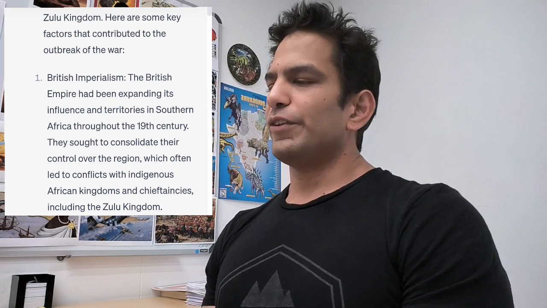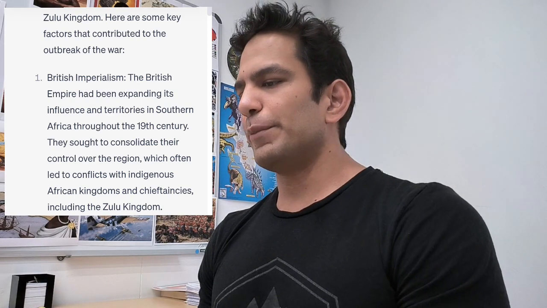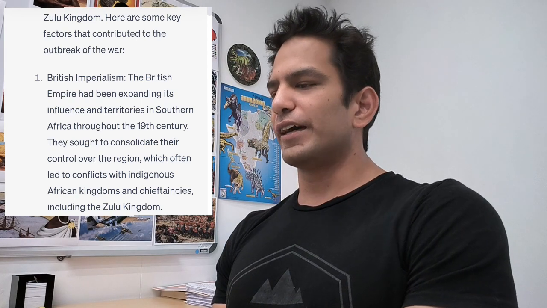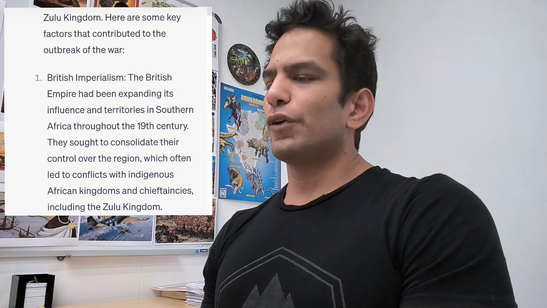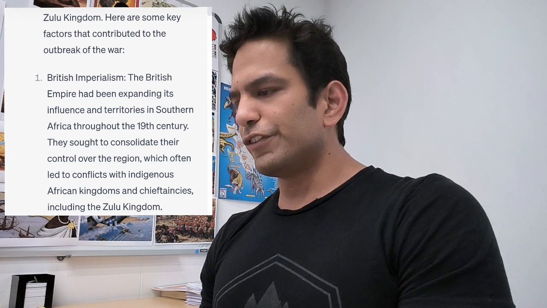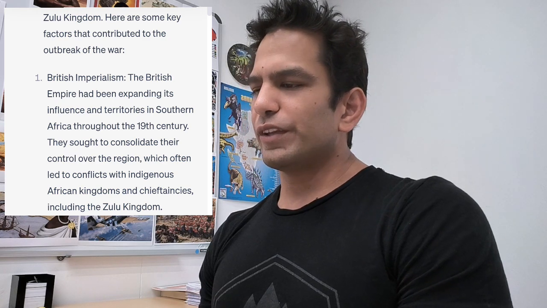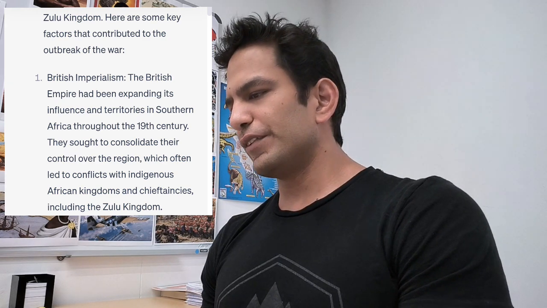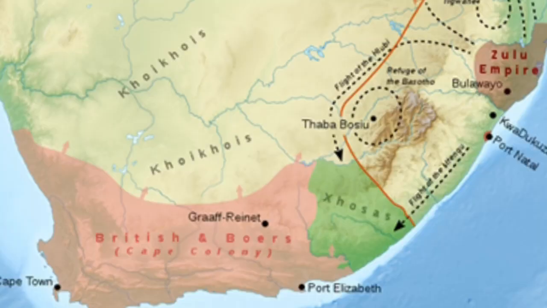Okay, so ChatGPT says here are some key factors that contributed to the outbreak of the war. 1. British imperialism. The British Empire had been expanding its influence and territories in Southern Africa throughout the 19th century. They sought to consolidate their control over the region, which often led to conflicts with indigenous African kingdoms and chieftaincies, including the Zulu Kingdom.